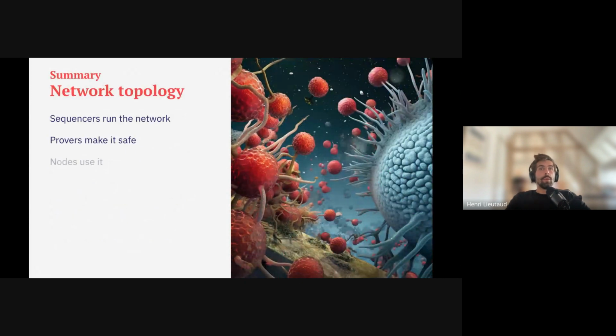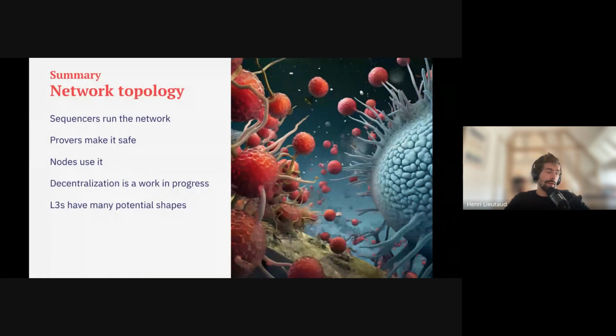All right. So summing up, we have three main entities: sequencers, who run the network and aggregate transactions; provers, who then make it safe. I'm not sure that's a perfect analogy, but it's hard to find another description of it. Really, they prove that state transitions are correct, and they give shortcuts for people to synchronize faster and communicate faster. And nodes use the network. They keep track of the state and act on it, and they serve the state of the network, for example, if they're an app, to their customers.